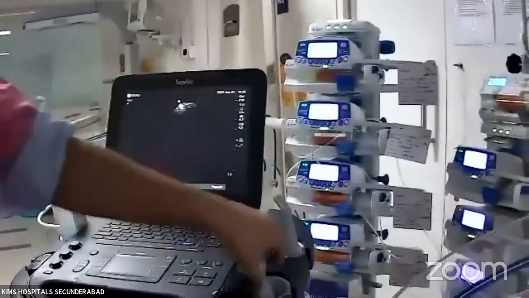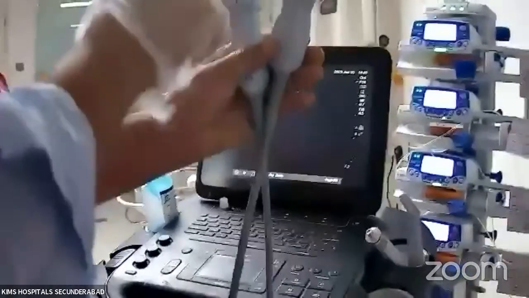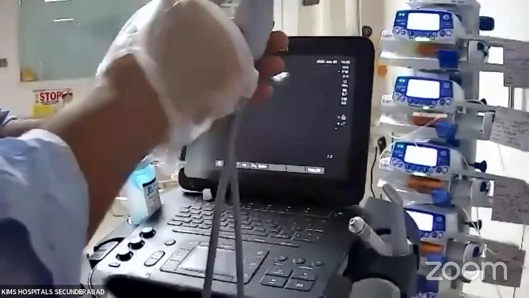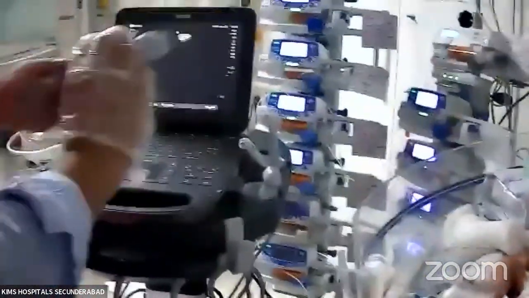And this is the machine. You can see it's a small machine but very good. There are two probes. You can see one probe is S5 and this is S12. The S5 probe has more penetration but less resolution. Right? The S12 probe has more resolution, less penetration. That's why they are suitable for small babies, where there is less fat as well as less muscle. So even with this probe, you are able to see a good picture.